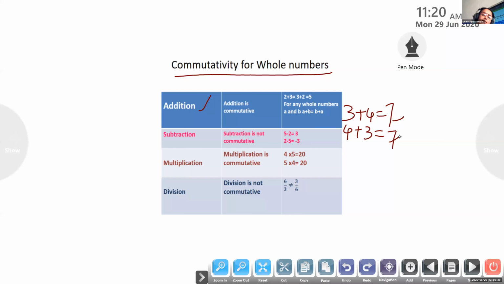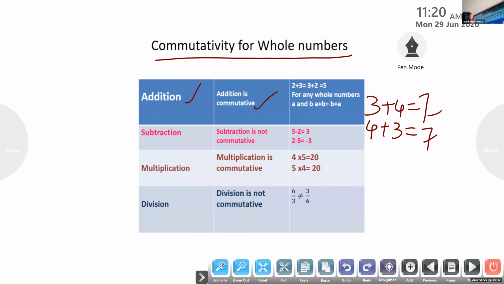So if we change the order, the answer will be the same. So addition is commutative. See, 2 plus 3 equal to 3 plus 2 equal to 5. For any whole numbers A and B, A plus B equal to B plus A.